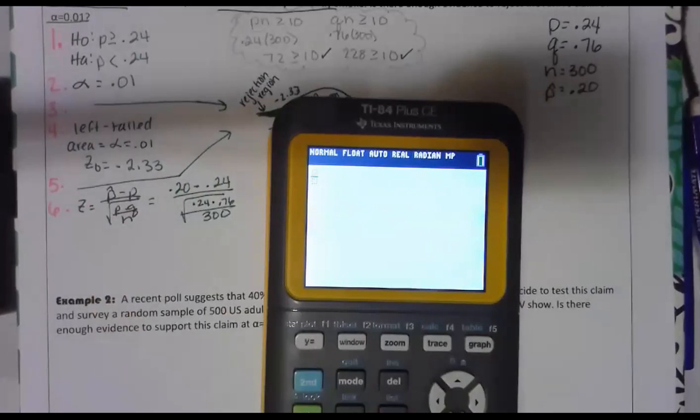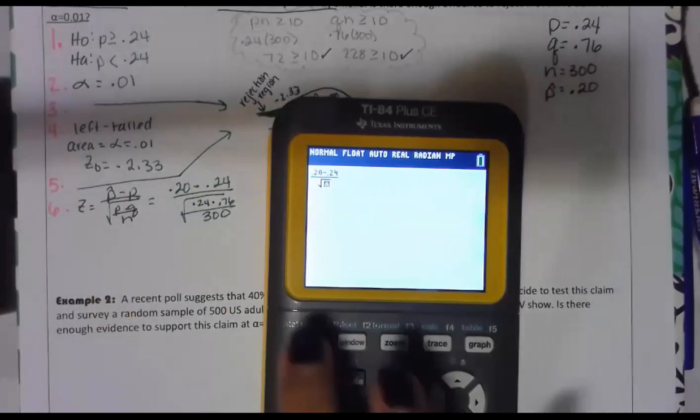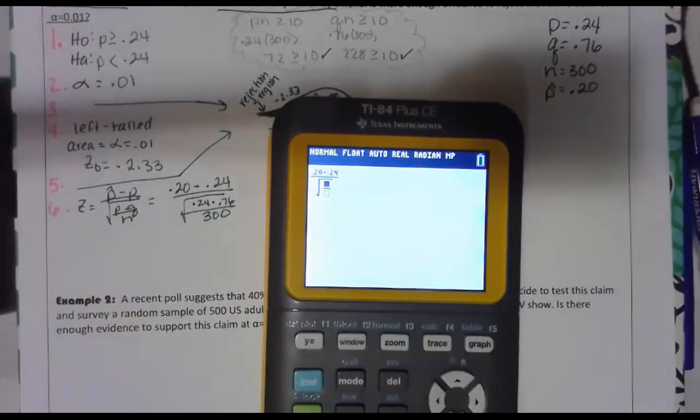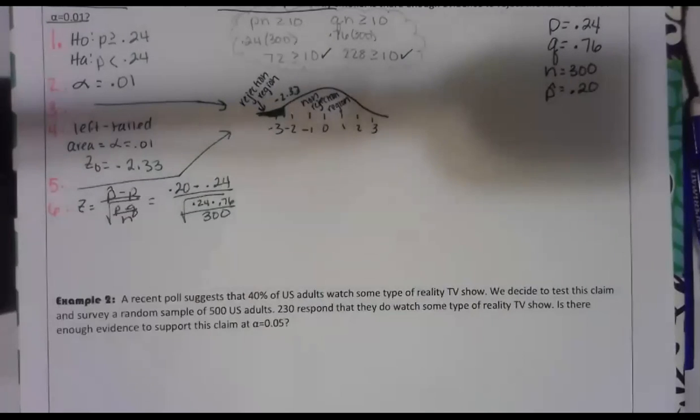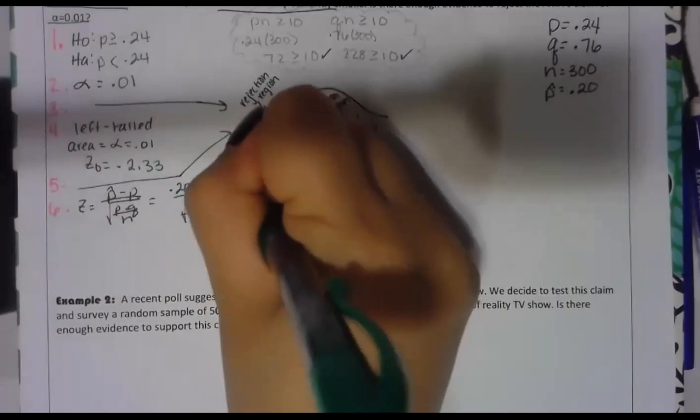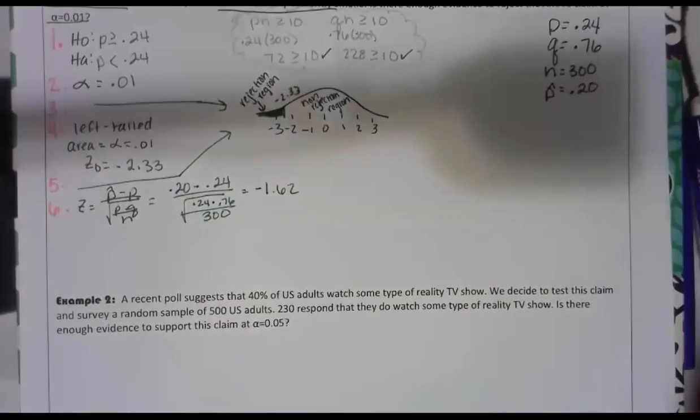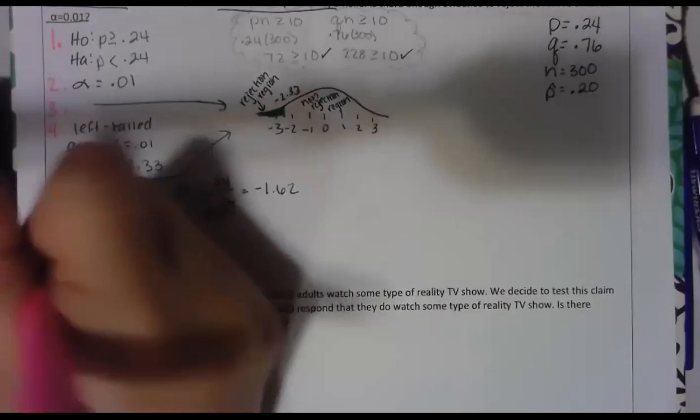Equals done. Okay, so we have 0.20 minus 0.24, and in the denominator, we have a huge square root. And then I have actually another fraction in there. Okay, that would be 0.24 times 0.76 divided by 300. Okay, that gave me back negative 1.62. So then this is actually equal to negative 1.62. And then you go to step number 7.